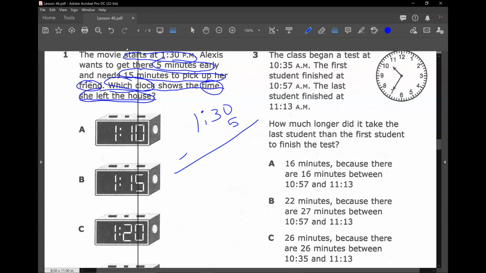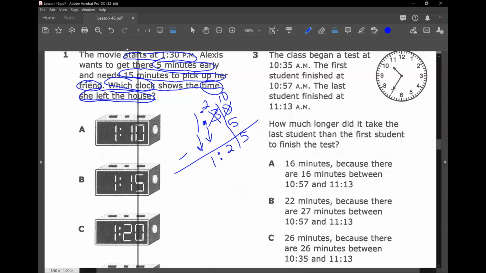Okay. So we cannot do this. So we would go here and borrow. That would turn into a 2, 10, 5, 2, 1, 25. All I did was bring this down. Okay. It would be 125.